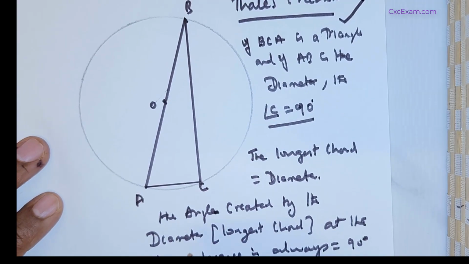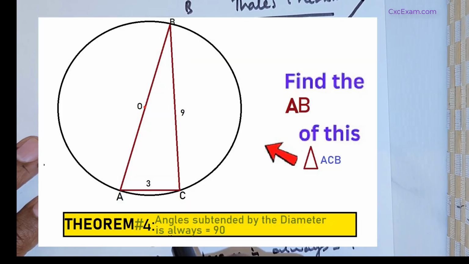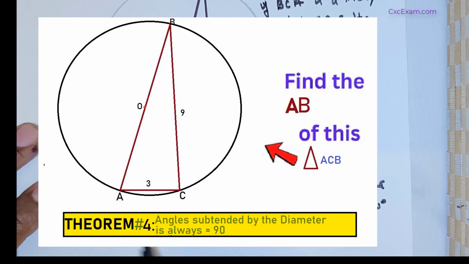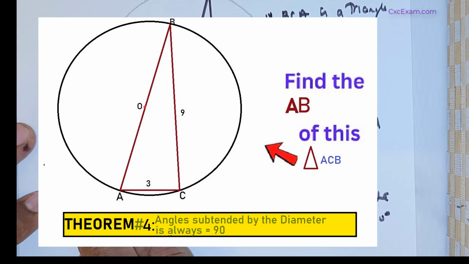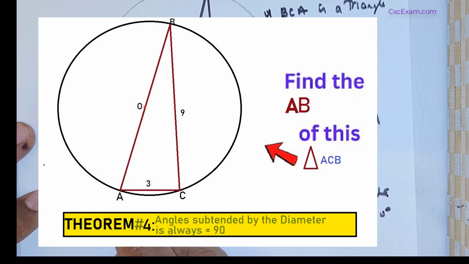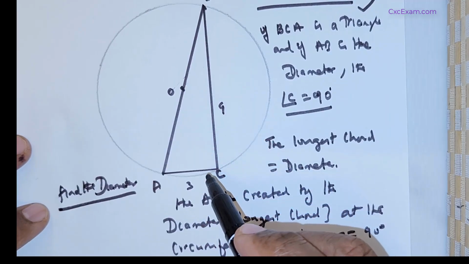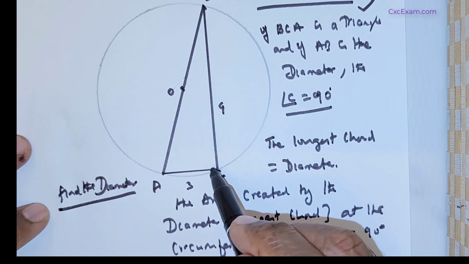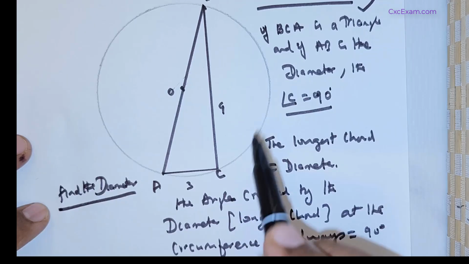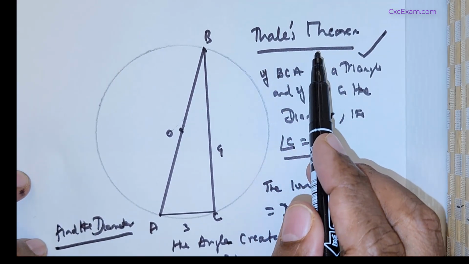Now let us do a question using Thales theorem. Now we are given this as 3 units, this as 9 units. We are expected to find the diameter. Now these are the information that have been provided to us. Nothing else is given, right? We do not know what is the angle at C. So that is when the application of Thales theorem comes.